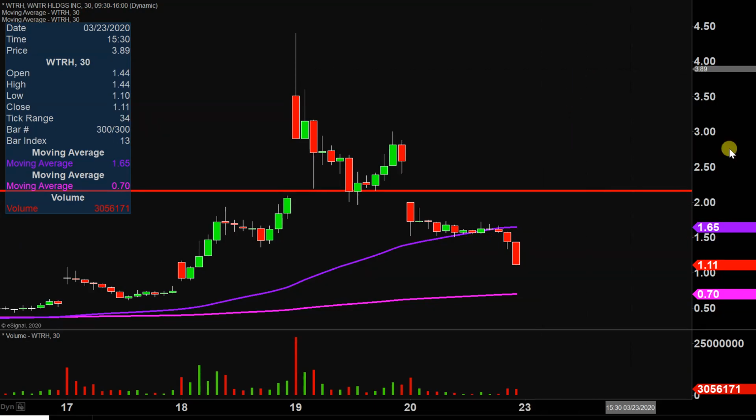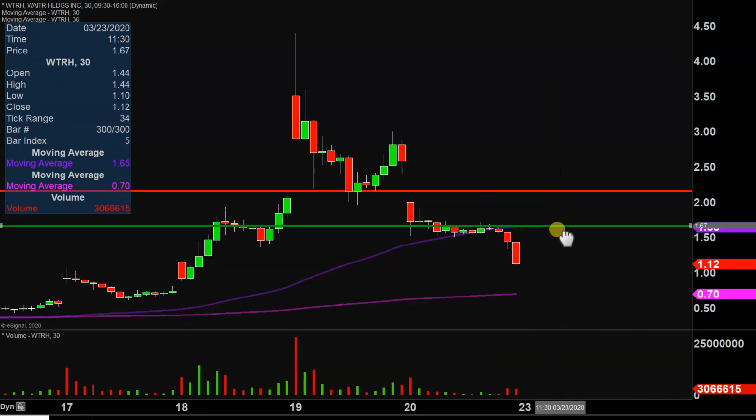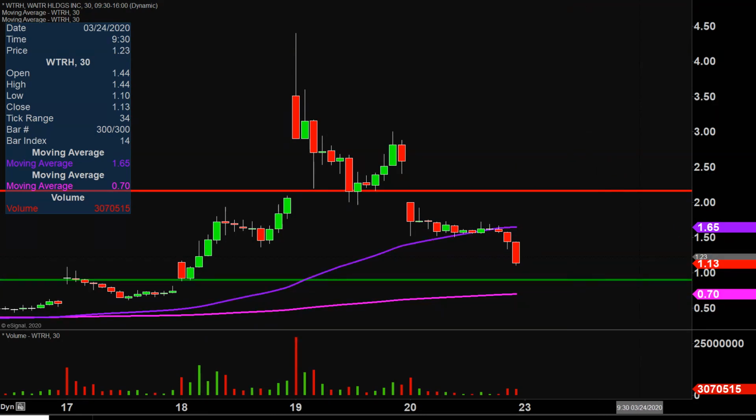As far as levels of support are concerned, initial level to keep an eye on is going to be right down there at the 90-cent mark. And then if 90 cents can't hold up, the next key overarching level would be that pink line right there, which is the very famous, the very followed 200-period moving average, which is currently valued at 70 cents.